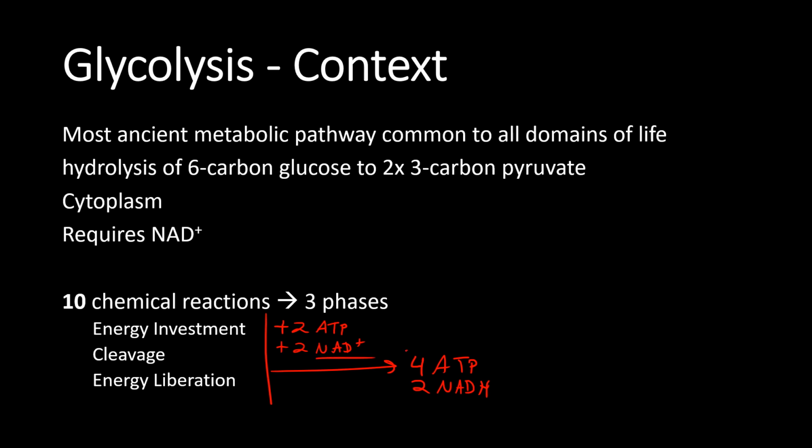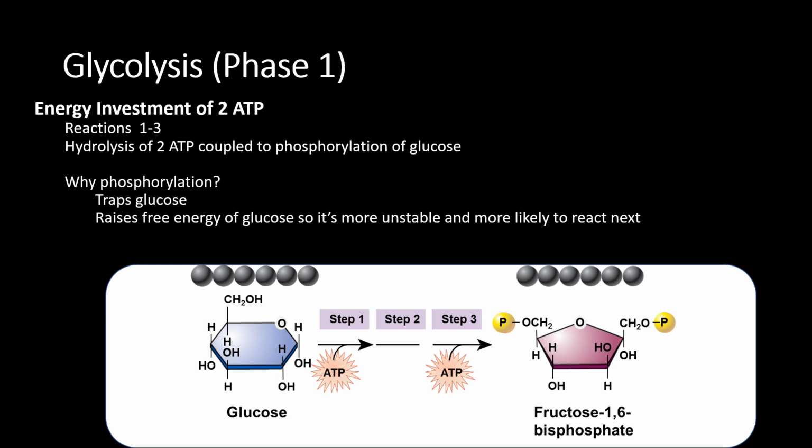All right, so we make a gross amount of 4 ATP, but because we spent 2, we say we net 2 ATP. Okay, you spend 2 ATP to make 4 ATP. Right? If I give you $2 and then you give me $4, I just made $2 profit, right? That's the concept. So here is the first phase.